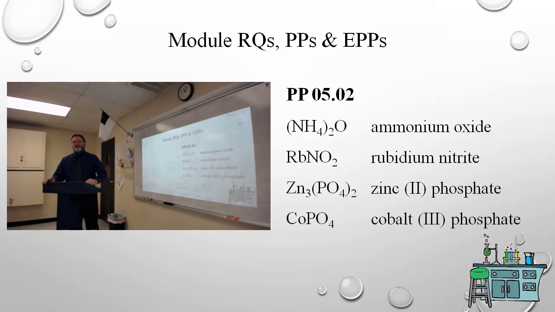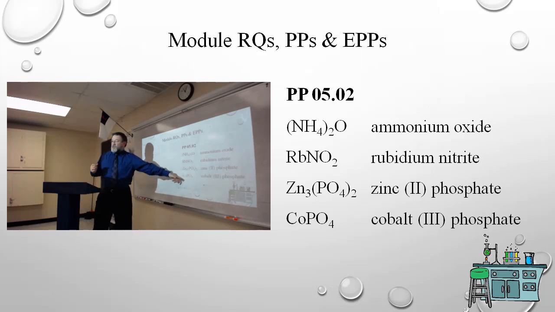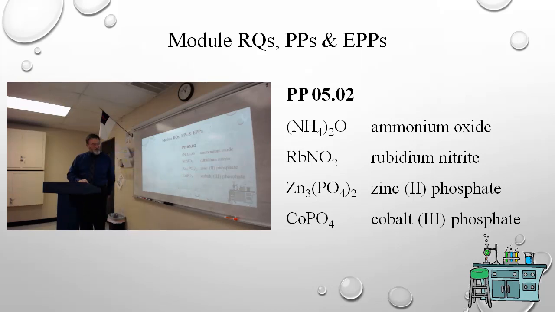Cobalt 3 phosphate, another transition metal, right? So phosphate, again, has a 3 negative charge, and 1 cobalt balances that out, so cobalt has to have a 3 positive charge. That's why it's cobalt 3 phosphate.